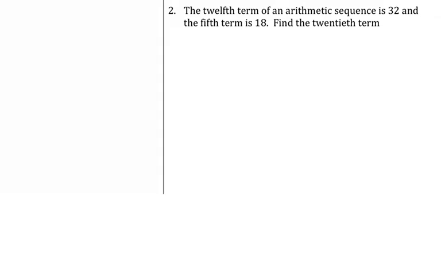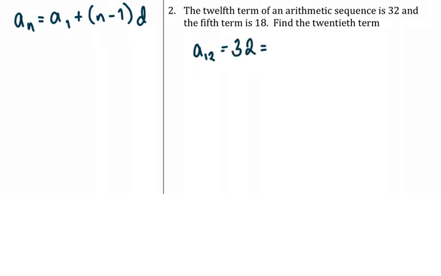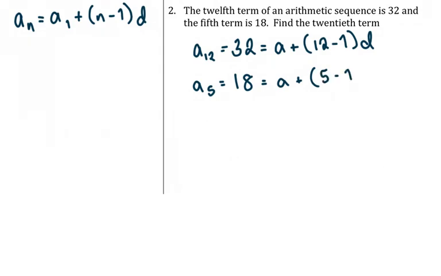You can also use the formula to find things where we're just given 2 of the terms. So here it says the 12th term is 32 and the 5th term is 18. Find the 20th. Now to solve this, I'm going to use the formula same as last time. So we know that the 12th term, so a sub 12, is 32, and plugged into the formula, that's the first term plus 12 minus 1 times the difference, which we don't know yet. And then we know that the 5th term is 18, which is a plus 5 minus 1 times the difference. And we're asked to find the 20th term.